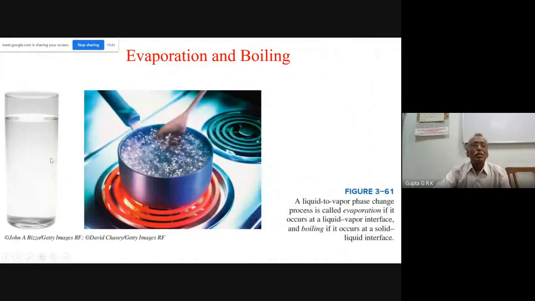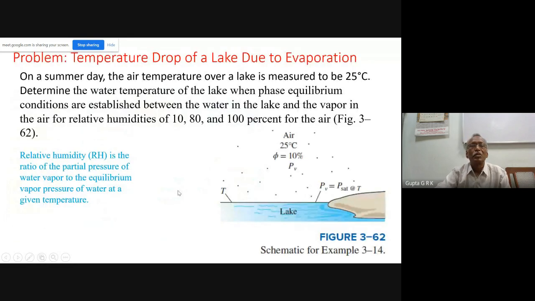Okay, this is evaporation, where this evaporation takes place between the water and vapor interface. And here the boiling is taking place. You can see the boiling, bubbling, and all, between the surface and liquid interface. Okay, that is the main difference between evaporation and boiling.